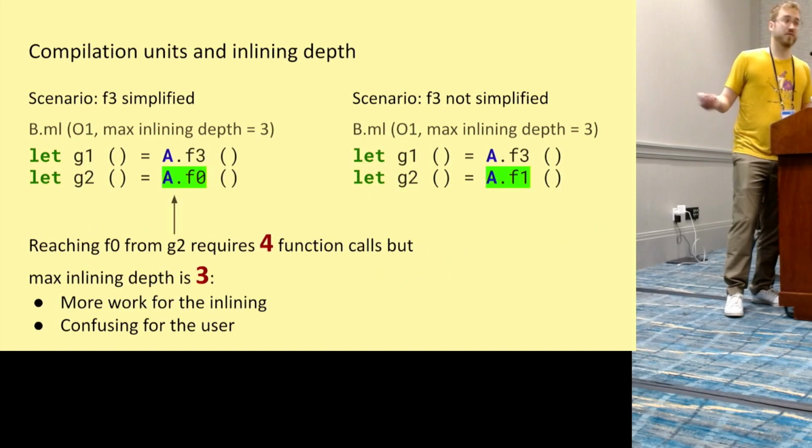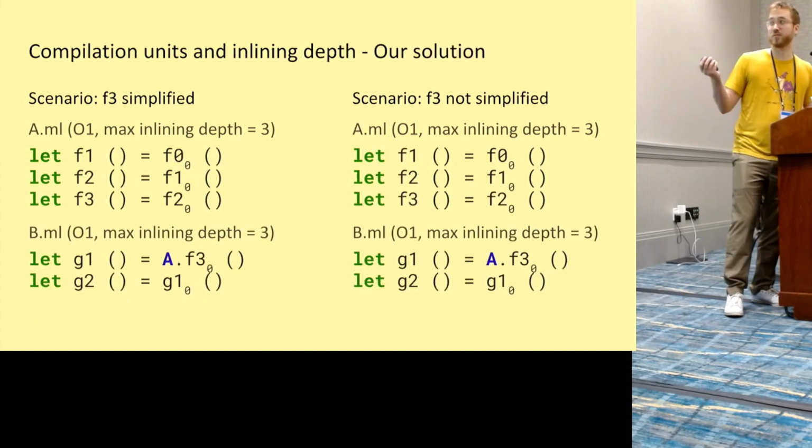It's confusing for the user. It's more work for the inliner that we shouldn't have to do. It's very hard to control. So what we are going to do is store on every apply node the depth where it was first created. So we start by setting it to 0 everywhere.